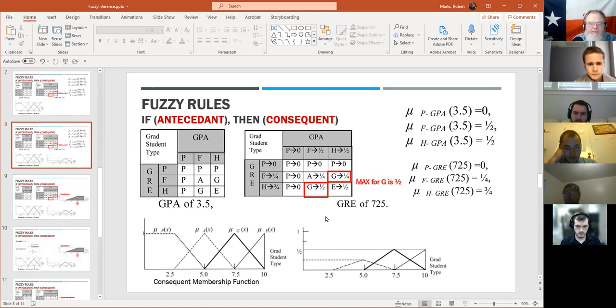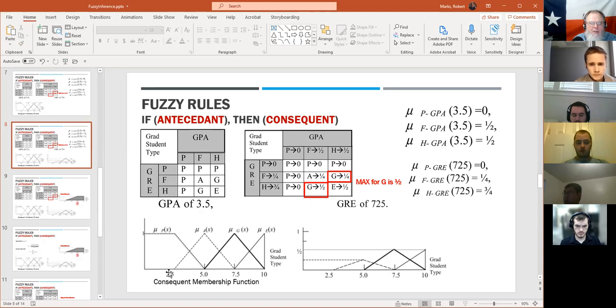Here's one way to do it. We're going to take each one of the membership functions and weight it by the value of the consequent. Therefore, P is equal to 0. So we're going to take this poor membership function and weight it by 0, so it doesn't come out at all.